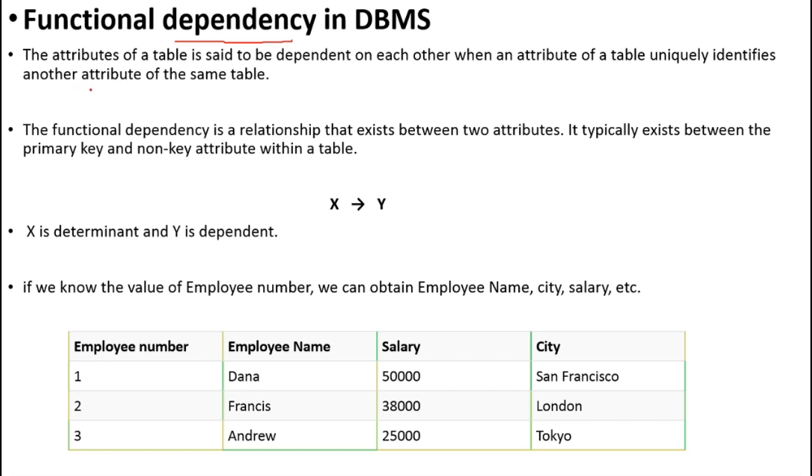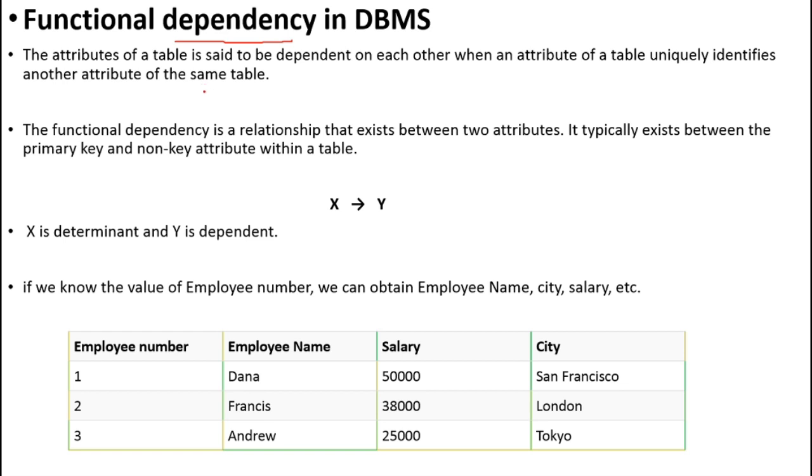The first thing that you need to understand is that we are talking about the dependency of columns of a table. I hope that most of you know what attributes in a table are. Attributes in a table are basically the columns of a table. So here we are talking about how, in a database management system, two attributes are said to be functionally dependent.